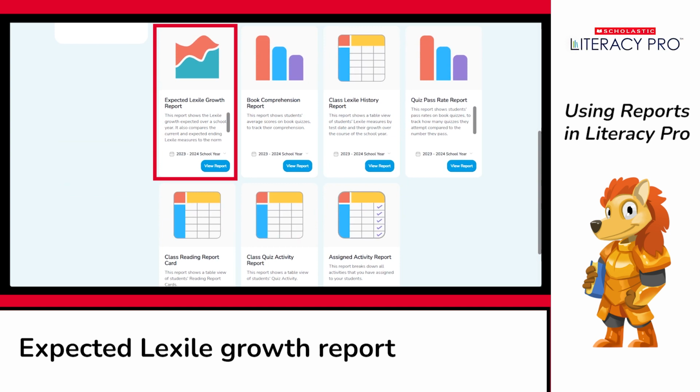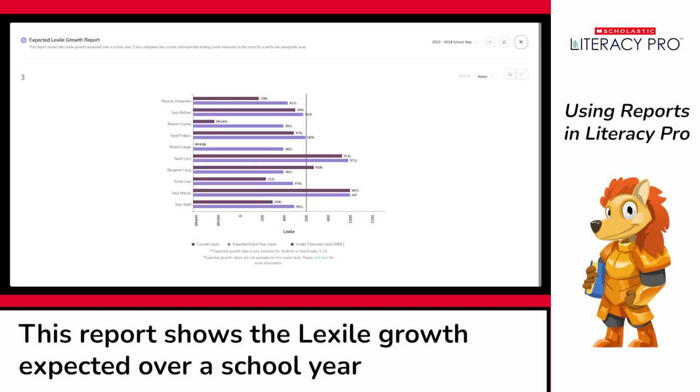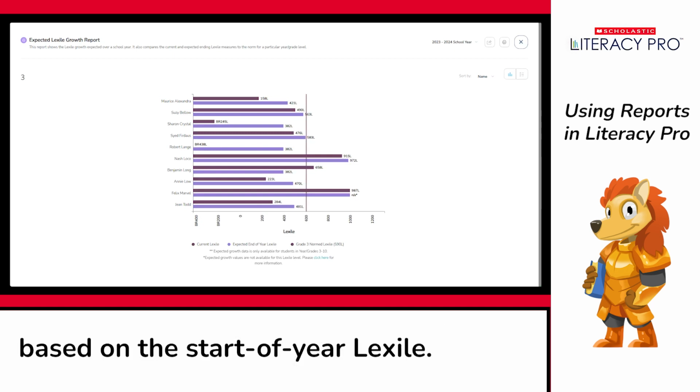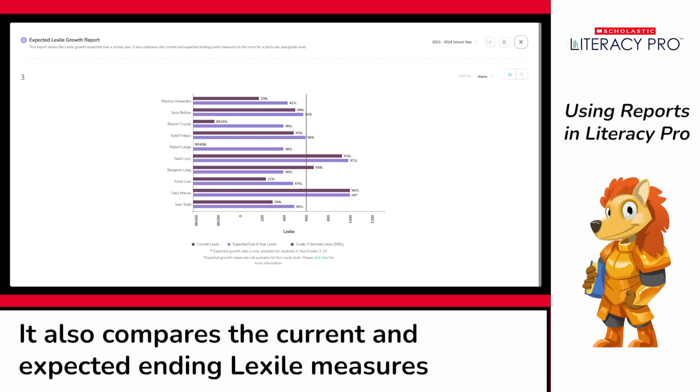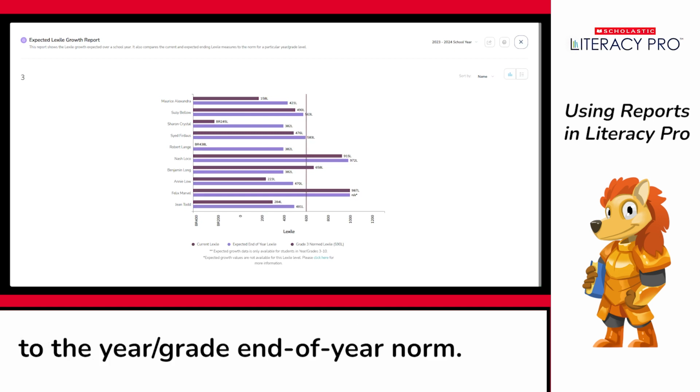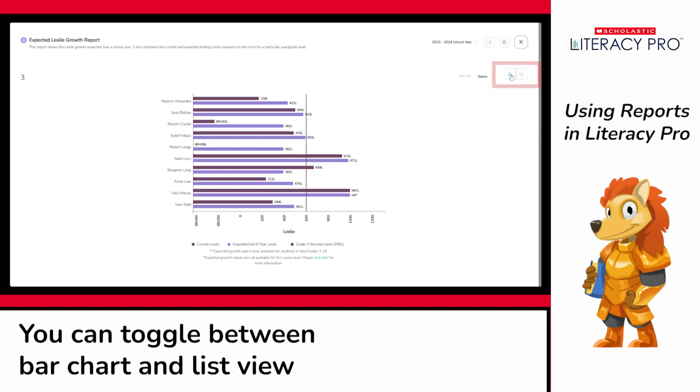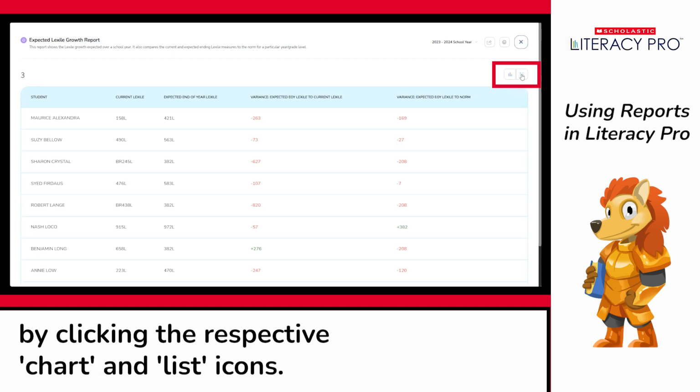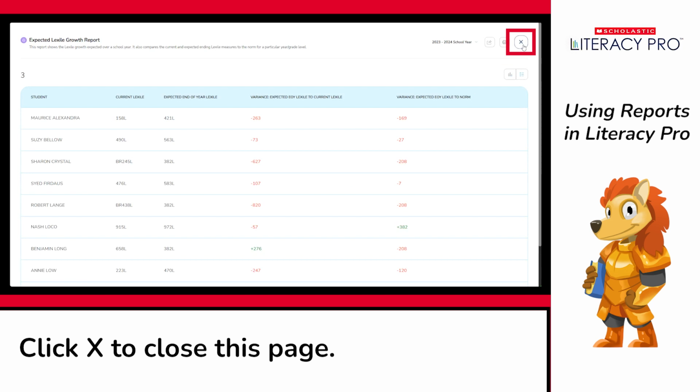Expected Lexile Growth Report. This report shows the Lexile growth expected over a school year based on the start-of-year Lexile. It also compares the current and expected ending Lexile measures to the year or grade end-of-year norm. You can toggle between bar chart and list view by clicking the respective chart and list icons. Click X to close this page.